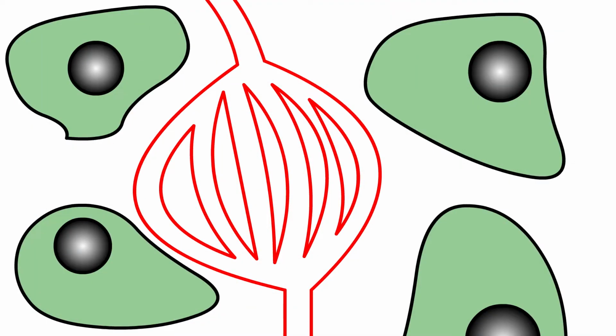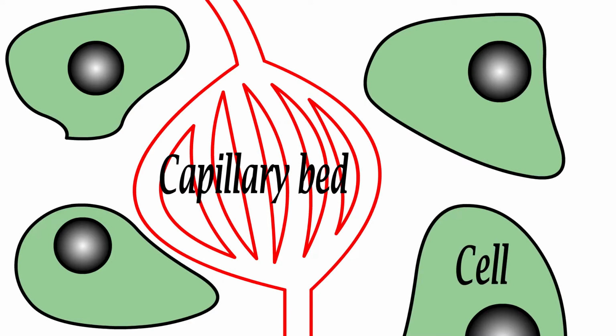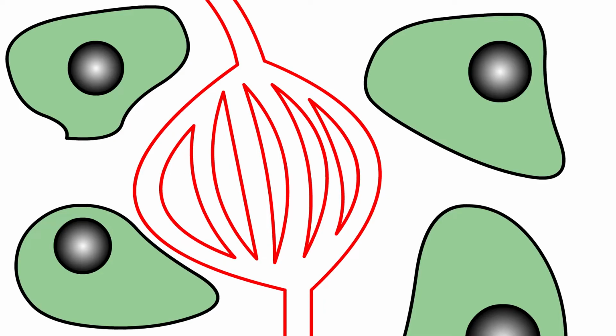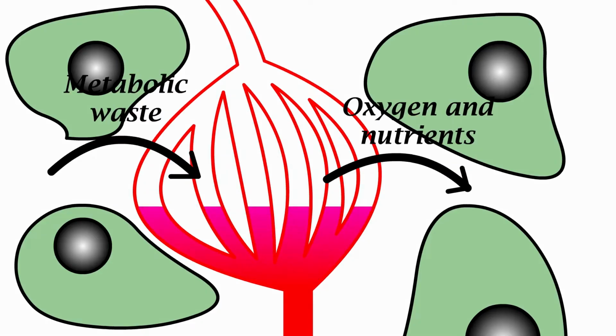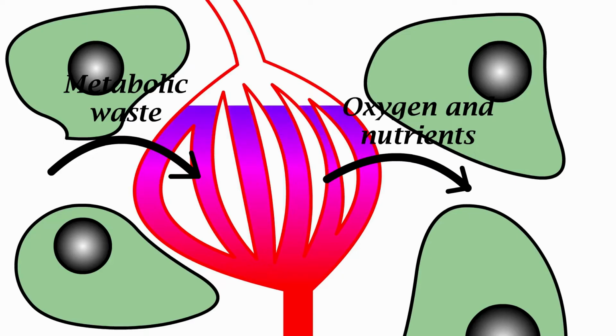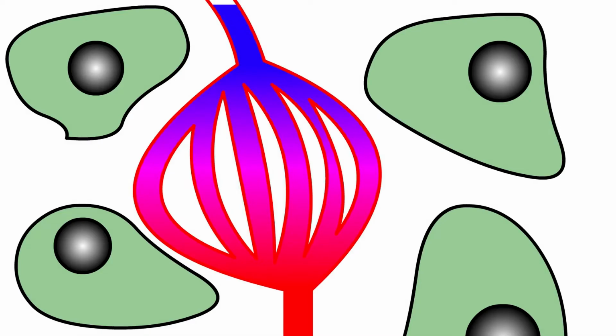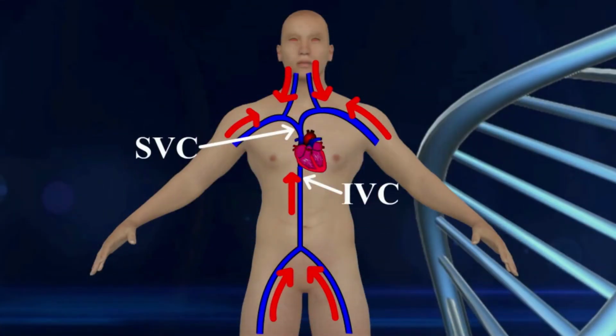The blood runs into the systemic circulation and reaches the capillary beds. Here, the oxygen and nutrients are delivered to the tissue fluid, and the metabolic waste products such as carbon dioxide enter the plasma of the blood. Then the deoxygenated blood enters the heart again through the great veins. This initiates another similar cycle.